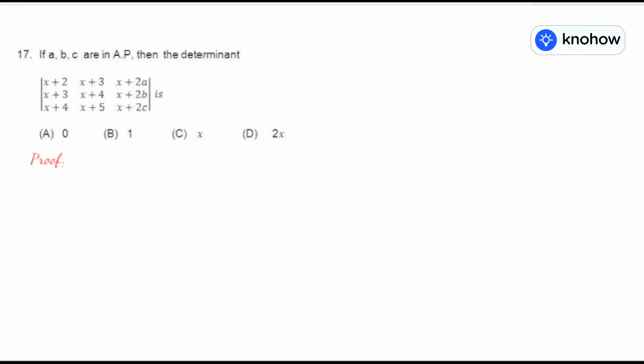If A, B, C are in AP, then the value of the determinant is, the choices are 0, 1, x and 2x. So we'll see. Now, if A, B, C are in AP, then what will be the relation? 2B equal to A plus C. So call it 1, and we can make use of this result that 2B equal to A plus C whenever required. And now consider the given determinant.